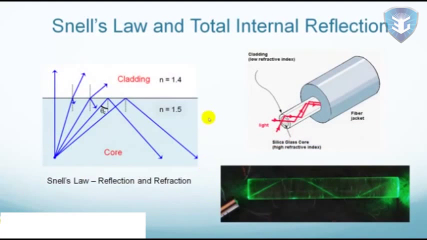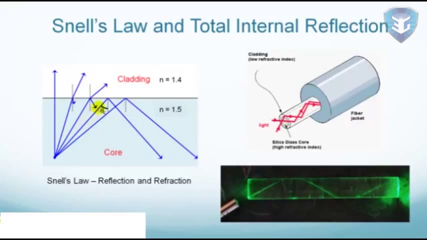Here comes the question, why doesn't the light leak out of the fiber? That is why we have to explain the phenomenon of total internal reflection. The left picture shows Snell's law, which guides how light travels at the interface of the core and cladding. The core has a higher refractive index, n equals 1.5. The cladding has a lower refractive index, n equals 1.4. When light is incident at the interface between the core and the cladding at different angles, some power is reflected back, and some power enters into the cladding, which is refracted.